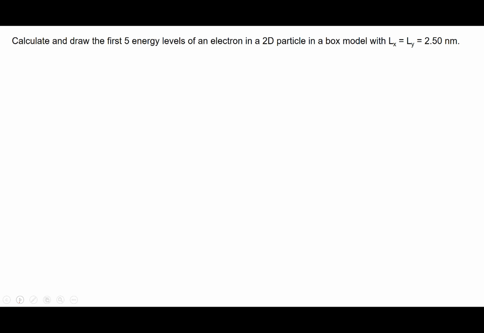The equation for a 2D particle in a box: you're going to have an x dimension and a y dimension, and it's basically just taking what we have as the 1D particle in a box and multiplying them with each other. If you remember the equation for a 1D particle in a box, you can simply assign one of them as x, one of them as y, multiply it together, and you're going to get what we have right here.